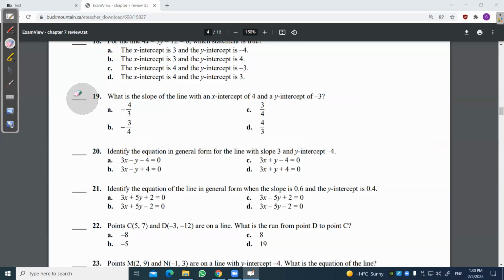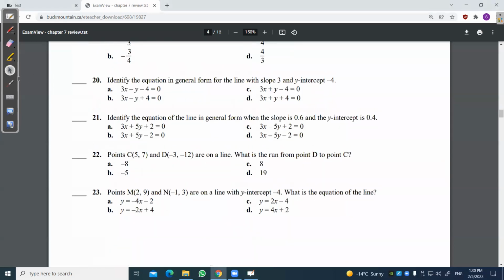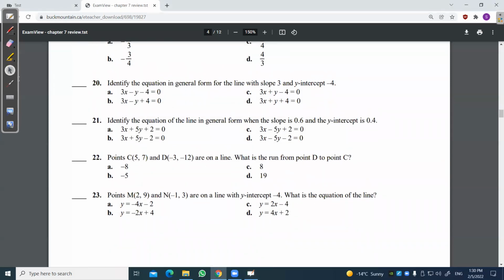21. Identify the equation of a line when the slope is 0.6 and when the y-intercept is 0.4. This one could be a little bit tricky. What's 0.6 as a fraction?